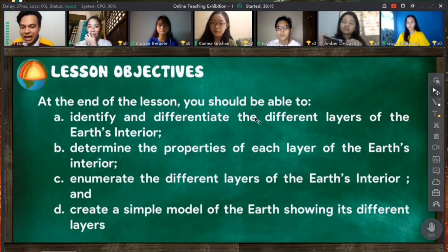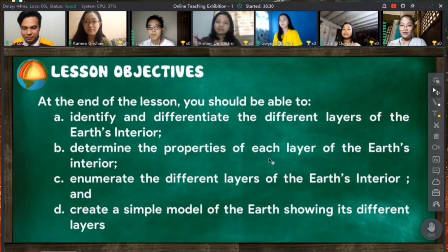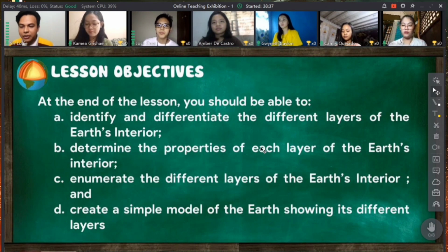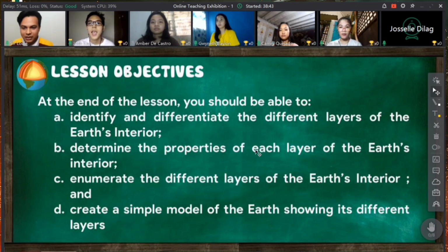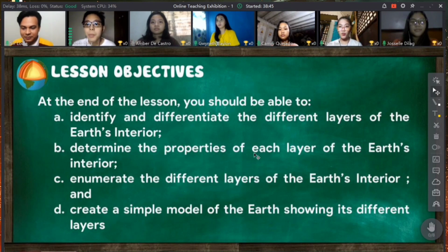So, Jamila, kindly read objective letter A. Identify and differentiate the different layers of the Earth's interior. Okay, so objective letter B. Please raise your hand first, Josh. Determine the properties of each layer of the Earth's interior.